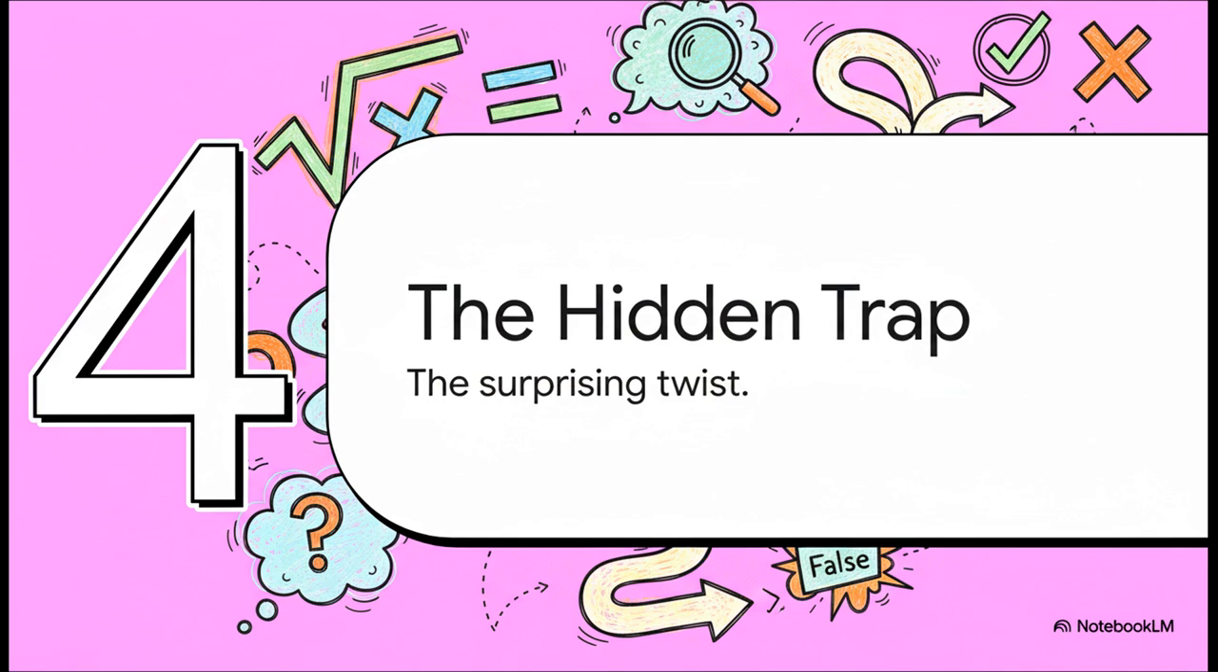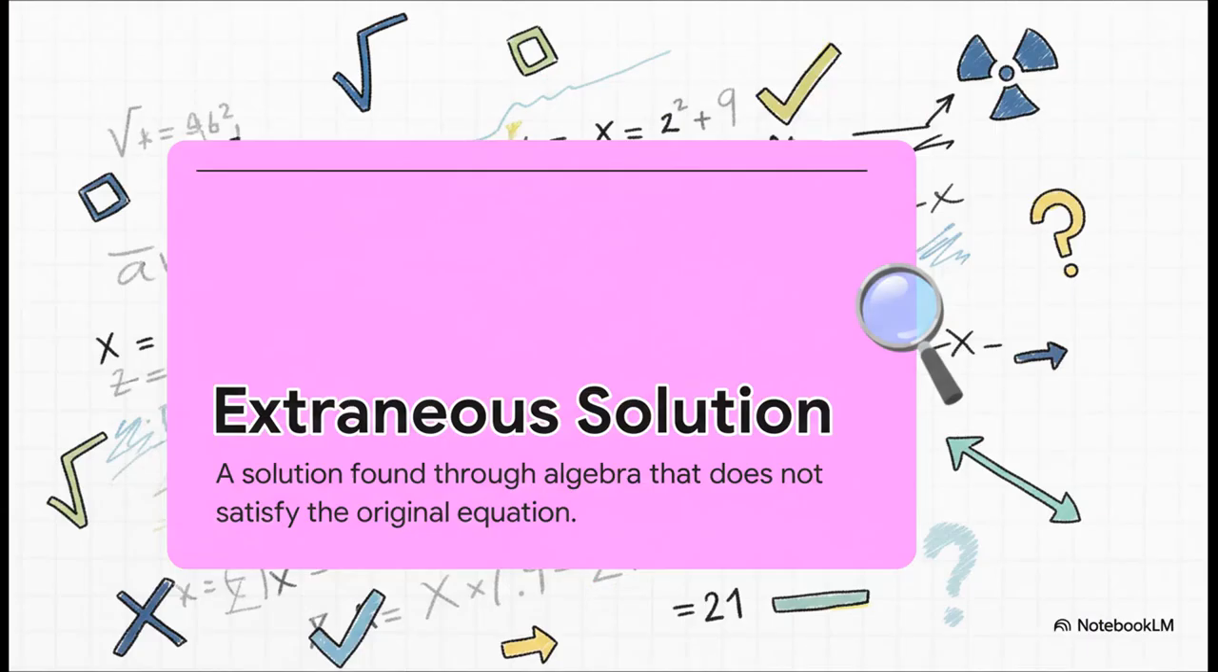So, we have our strategy, but now we really have to talk about that twist I mentioned at the very beginning, because there's a hidden trap in this process that can catch you completely off guard if you're not paying attention. This trap is called an extraneous solution, and it's such a weird idea. It's an answer that you get by following all the rules of algebra perfectly, but it's still wrong. It's like a phantom solution that looks totally real, but it's an imposter.